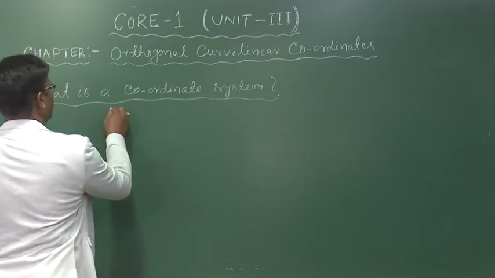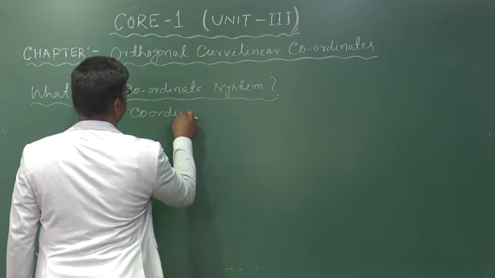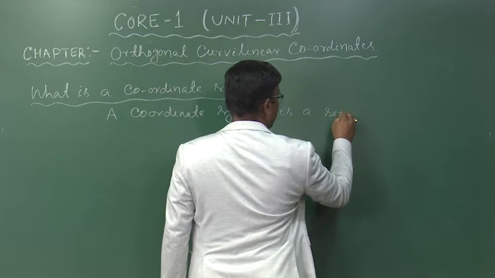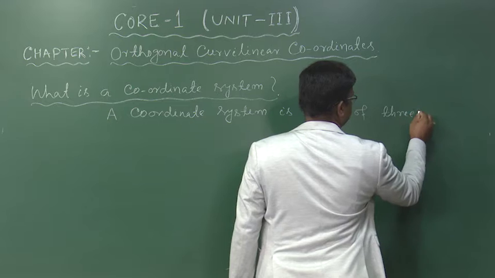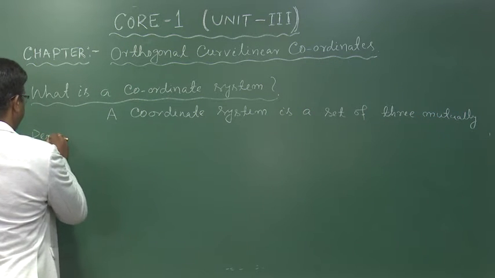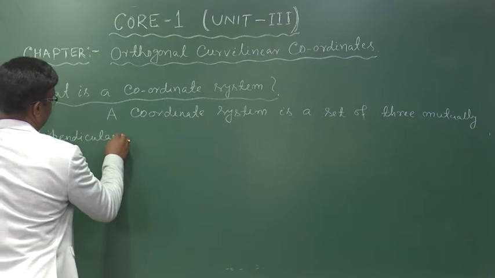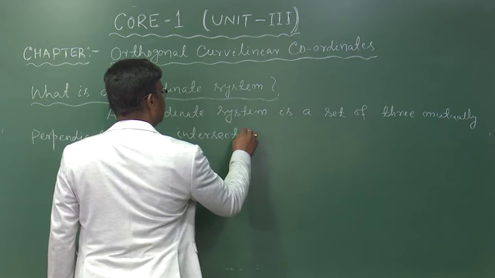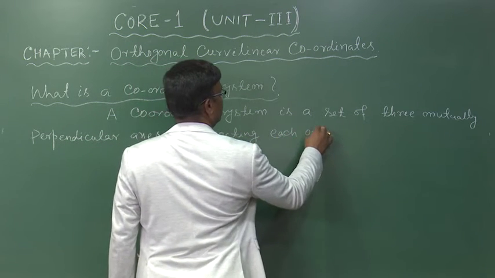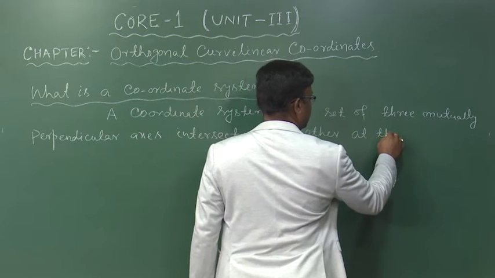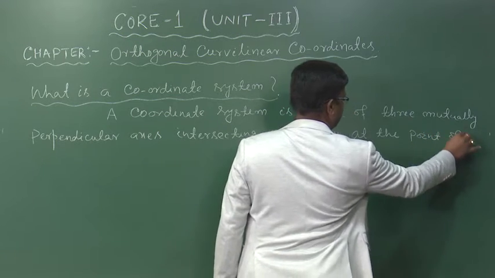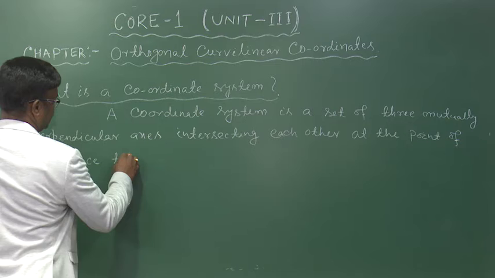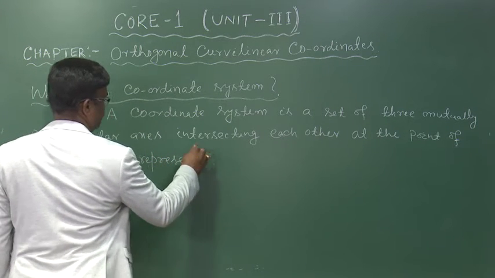So let us first write: a coordinate system is a set of three mutually perpendicular axes intersecting each other at the point of reference to represent a point.